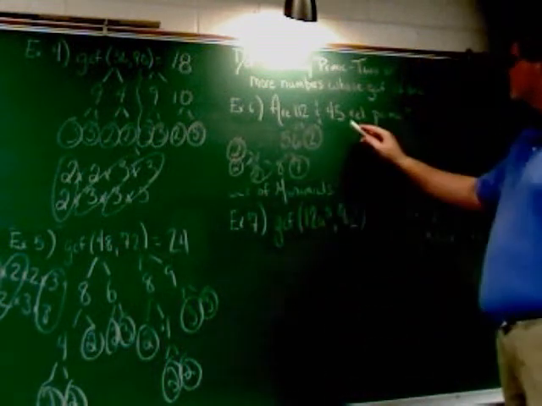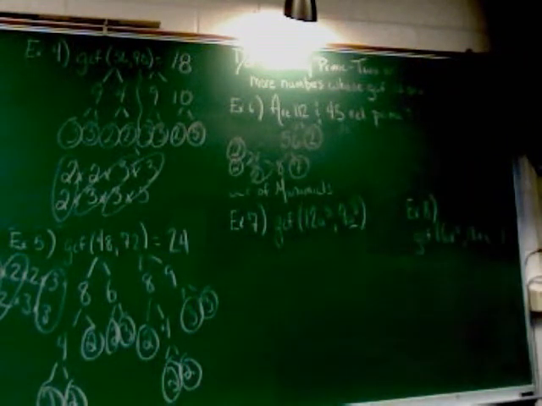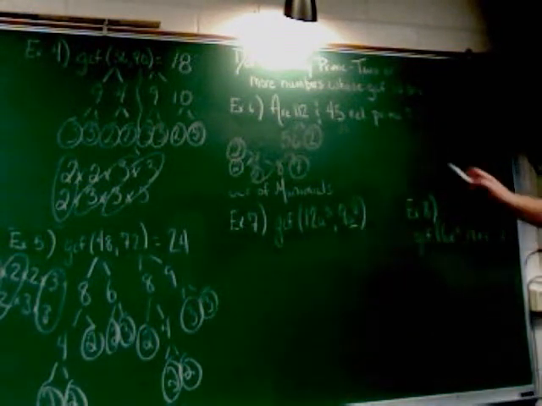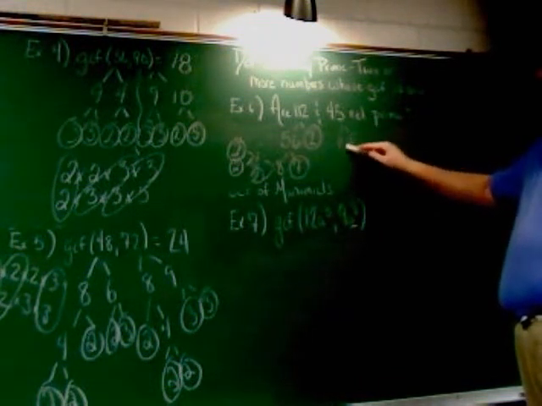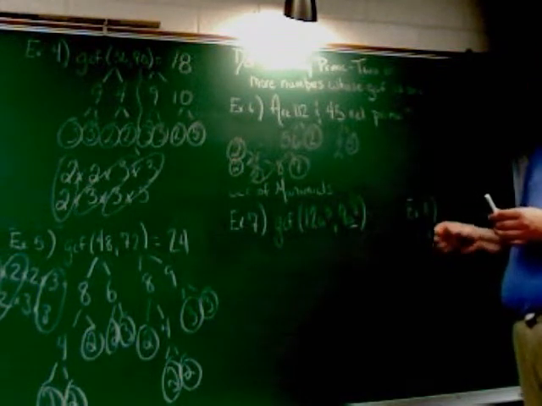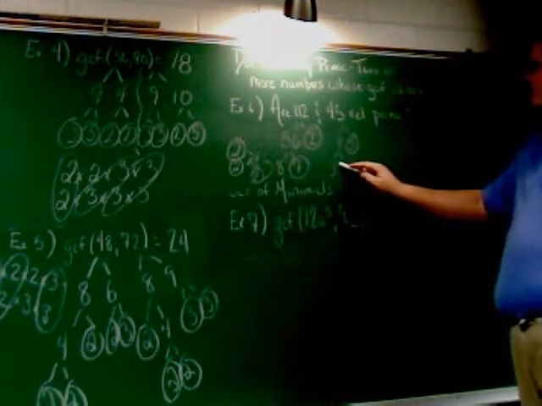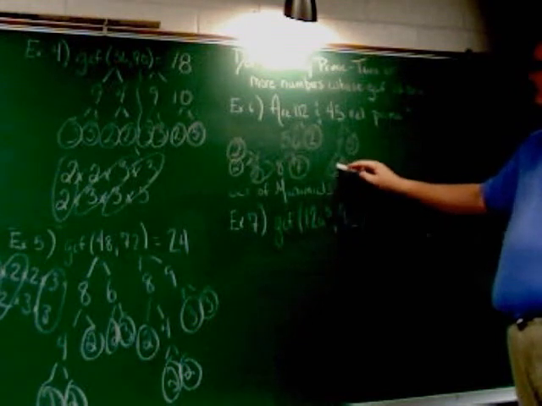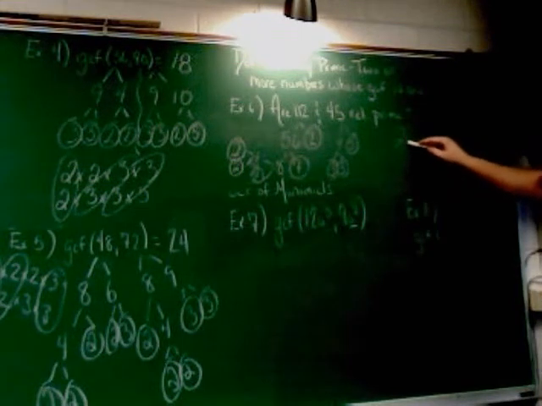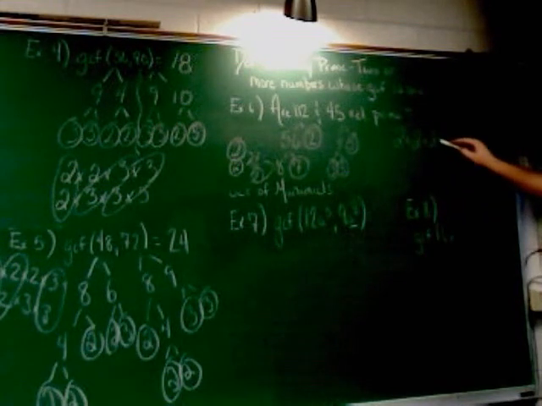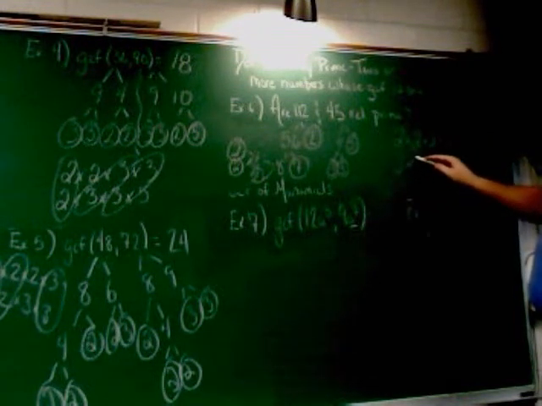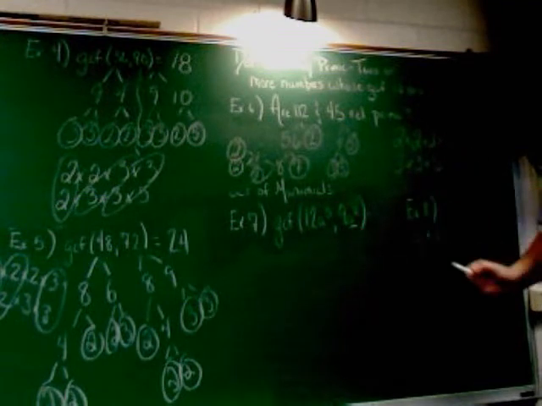All right, 45. 2 numbers that multiply together to make 45. 9 and 5. 5 is prime, but 9 isn't. 9 can be broken down as 3 and 3. All right, so over here, I would have 2 times 2 times 2 times 2 times 7. Over here, 3 times 3 times 5.